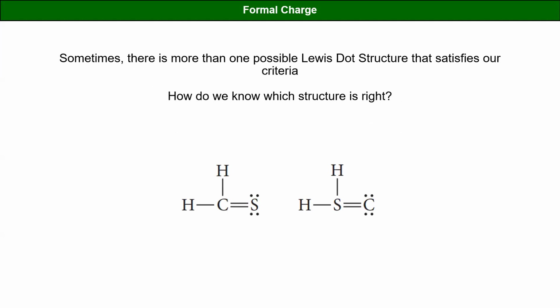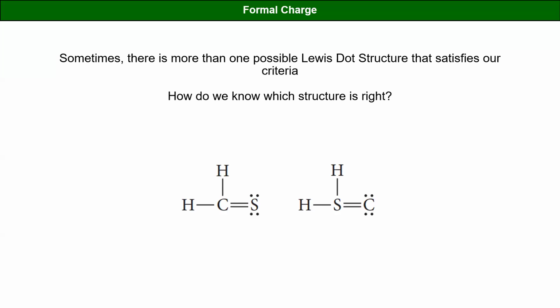Here's another slide on formal charge, just to make the same point that we already did on the board a minute ago. So here's a molecule that has two possible Lewis dot structures. How do we know which of these is right? Okay. Count the charges. Which one keeps the formal charges closest to zero?